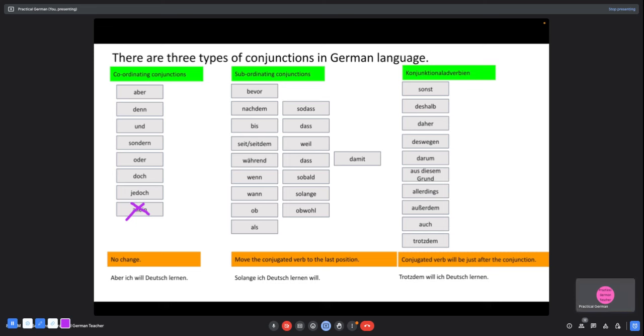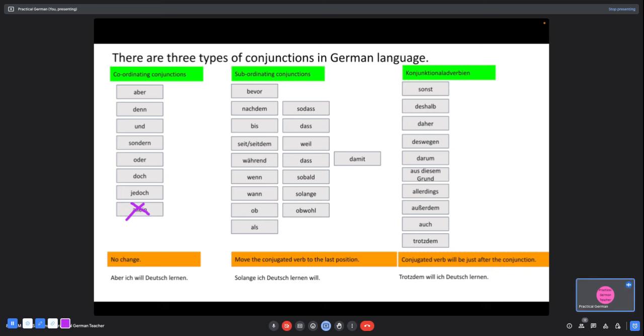Ob. If. You can say if, but there is a better word for if. Give me an example. Du entscheidest, ob draußen gehen oder Hausaufgaben machen. Okay, I know what you're trying to say.